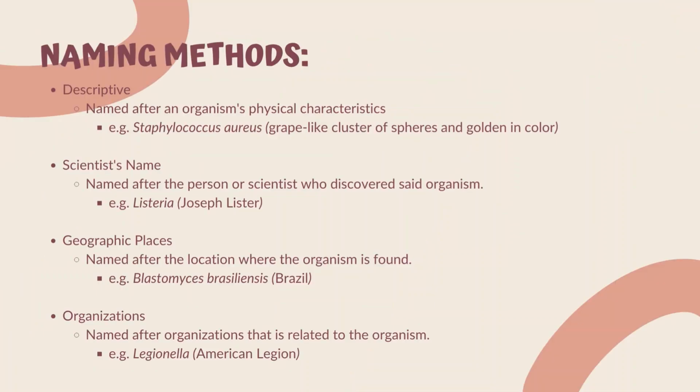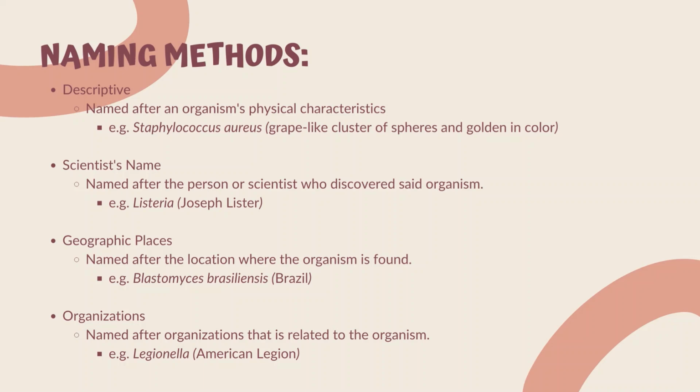When naming organisms, there are four types of methods used to name new discoveries. First would be descriptive, which names an organism after its physical characteristics. An example would be Staphylococcus aureus, which describes the organism to have grape-like clusters of spheres and to be golden in color. Next would be the scientist's name, which names the organism after the person or scientist who discovered it. An example would be Listeria, which is an organism found by Joseph Lister.